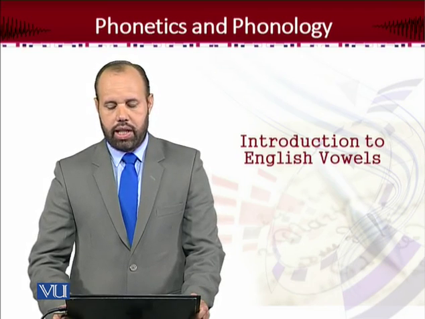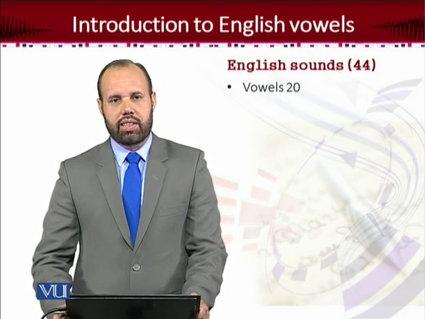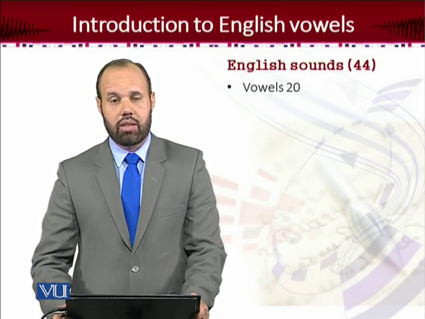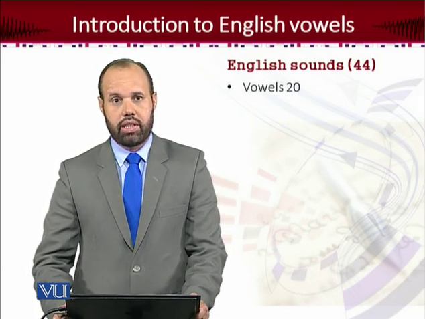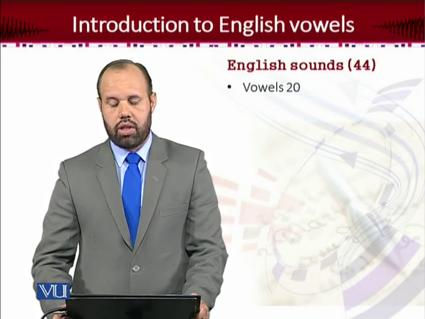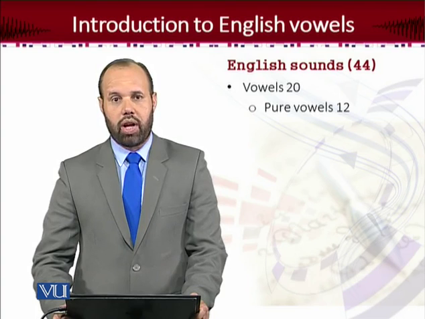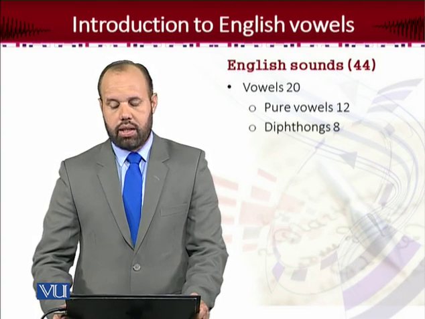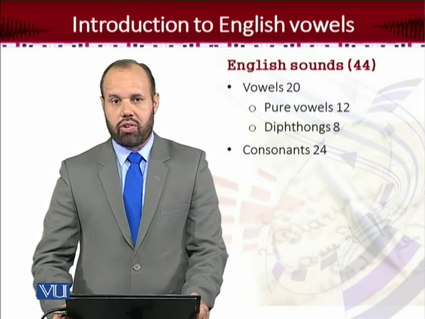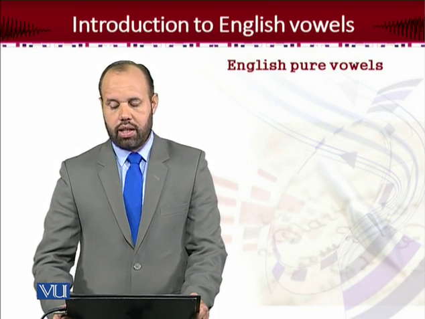It is said that the RP accent, the BBC English, has 44 sounds. Out of these 44 sounds, we have 20 vowels and 24 are consonants. Out of 20 vowels, we have 12 pure vowels and 8 diphthongs, and 24, of course, consonants.